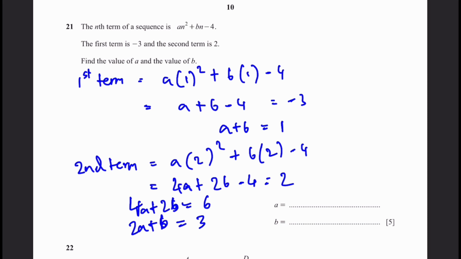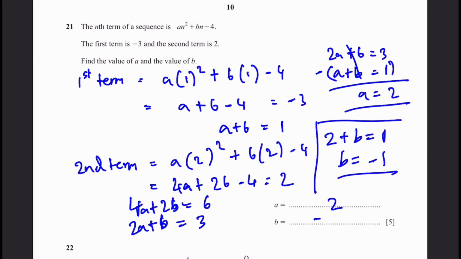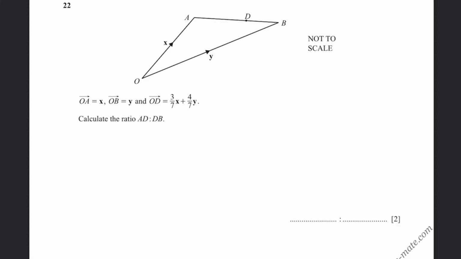Now we can subtract both of them. 2a plus b equals 3. A plus b equals 1. Subtract the whole thing. That means you can cancel out this. A is equal to 2. You can write that down. Now you can substitute this in. 2 plus b equals 1. B is equal to minus 1. That's the answer. Question 22.